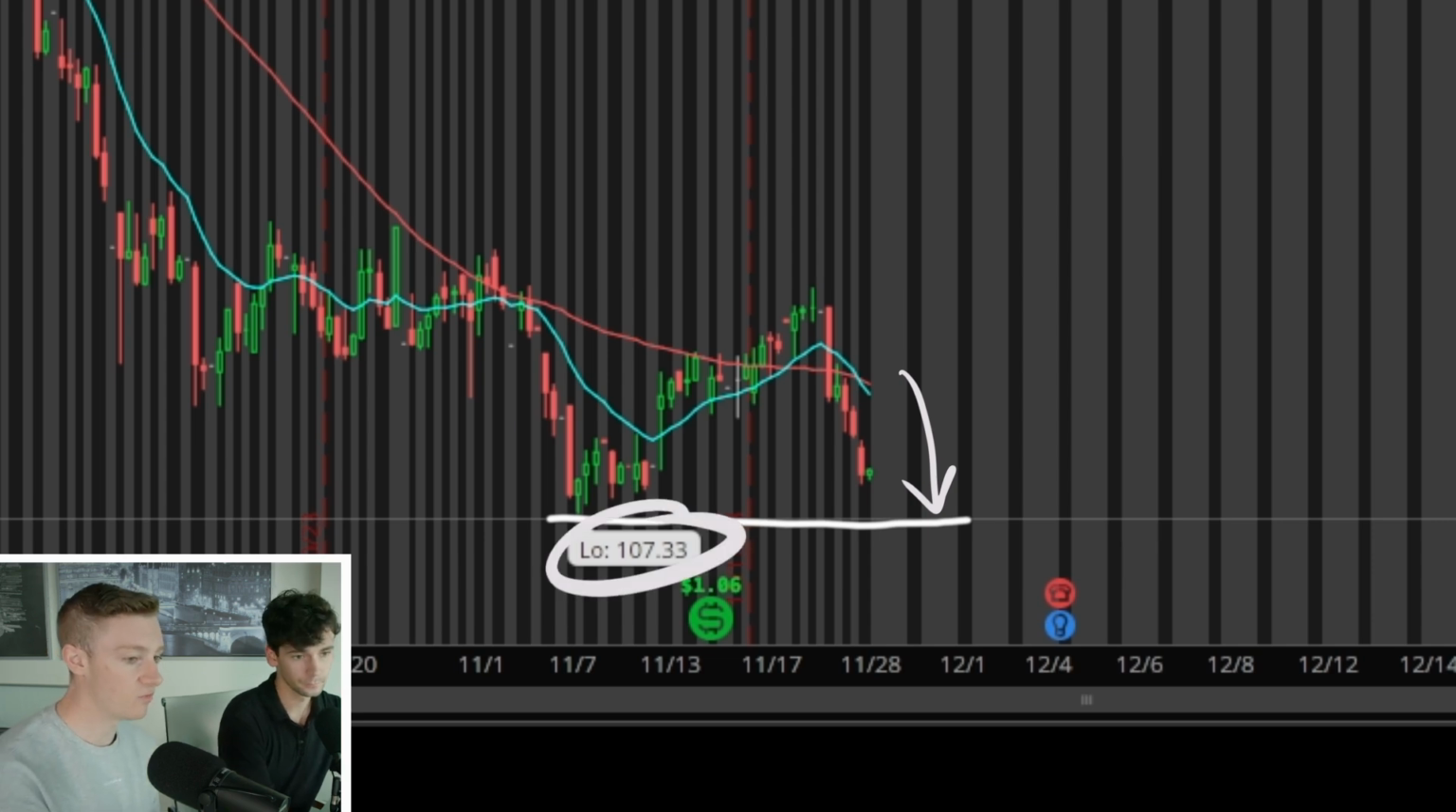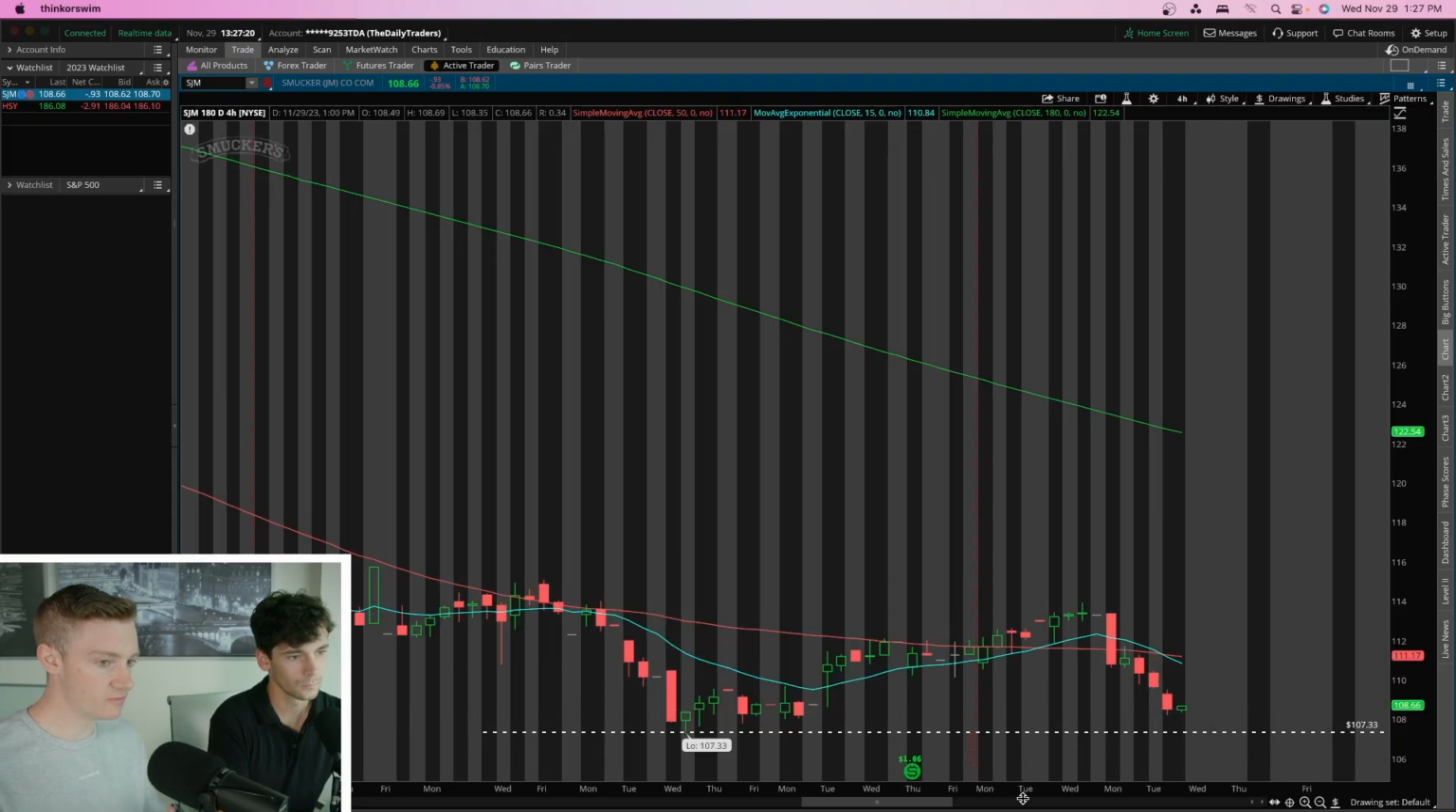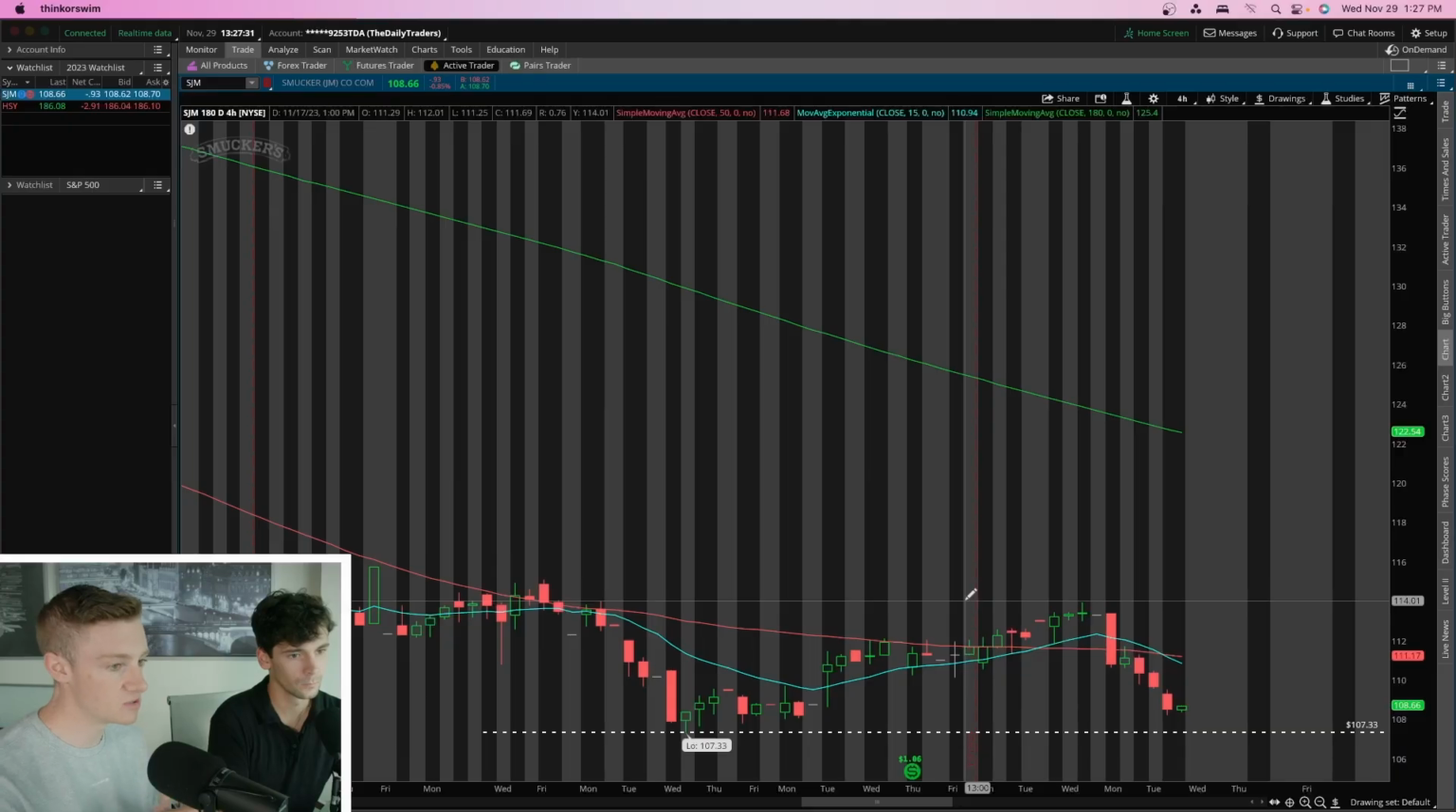So 107.33 in this case is going to be your TP, or your take profit. This is where repetition, practice, and repeating the process of not only identifying the setup, but then identifying where you're going to go about, in this case, setting your stop loss. This is where that comes into play.